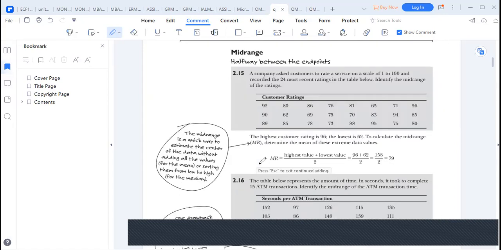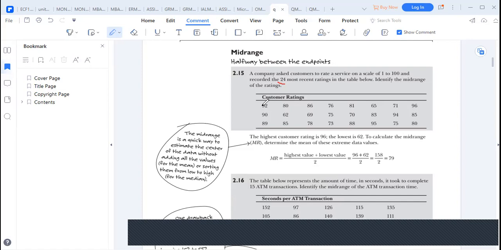So there are times when we are going to get averages. We call them halfway midpoints. So for instance, we have ratings here, and these are 24. So the mid-range is a quick way to estimate the center without having to add all the values and sorting them. So when you're given a lot of values like this, all right?